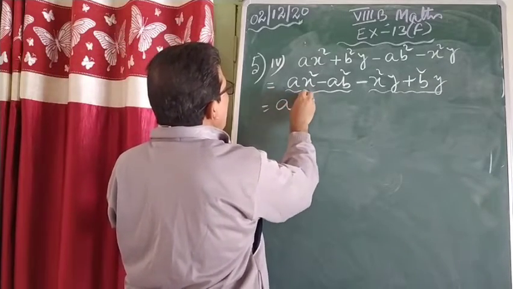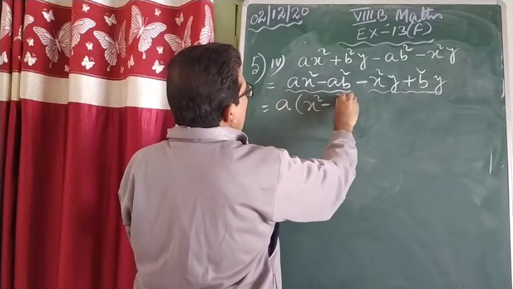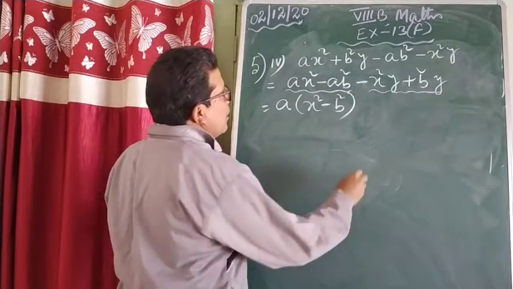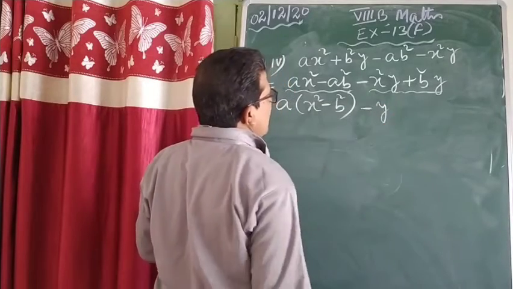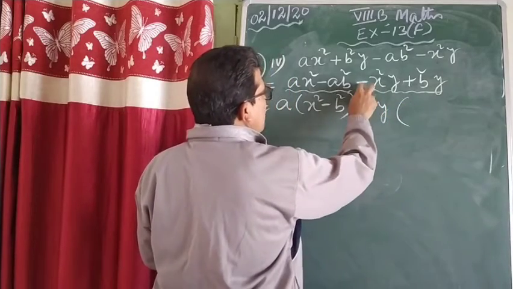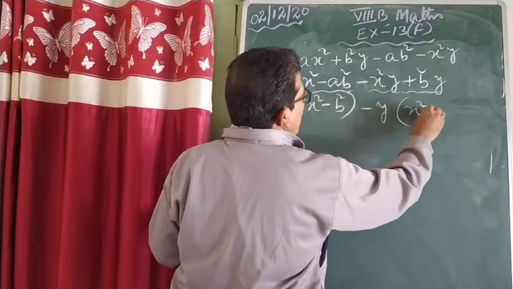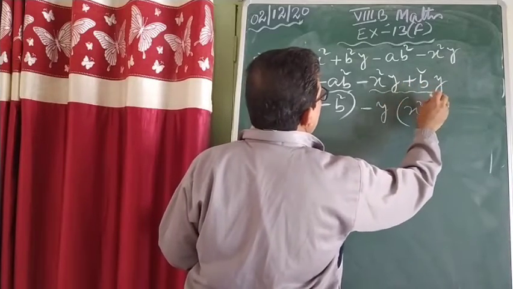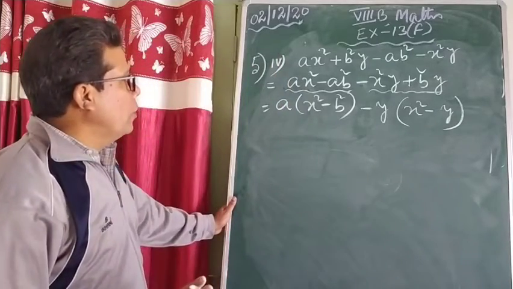A will come. What will be left over? X square minus b square. Now from here, what common will I take? Y. If I take minus y, so when I have taken minus, this minus becomes plus, and this plus becomes minus. Here, y. I hope it is clear to you.